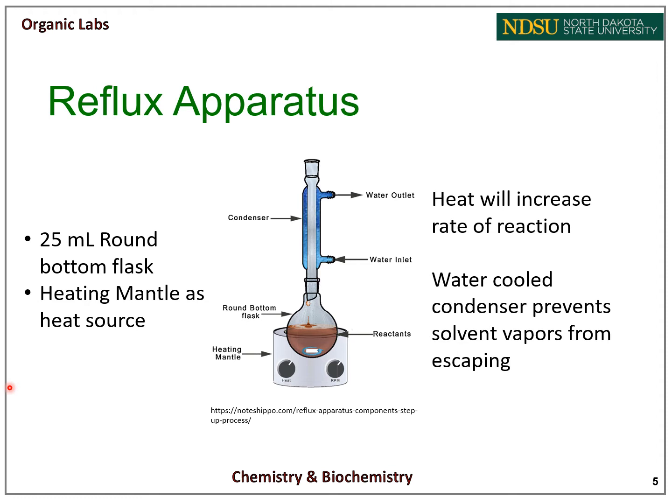First, you'll need to assemble your reflux apparatus using a 25 milliliter round bottom flask and a water-cooled condenser. Also, use a heating mantle to heat your sample. Make sure that you set up your reflux apparatus with a stand and a clamp. Connect the water tap to the inlet at the bottom with clear PVC tubing and connect the outlet at the top with clear PVC tubing and put the hose in the drain. Heat will increase the rate of the reaction, and the water-cooled condenser prevents the solvent vapors from escaping.